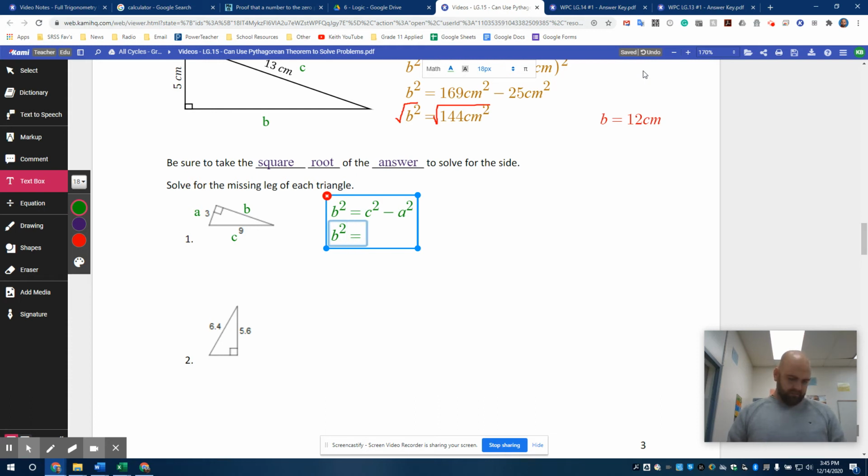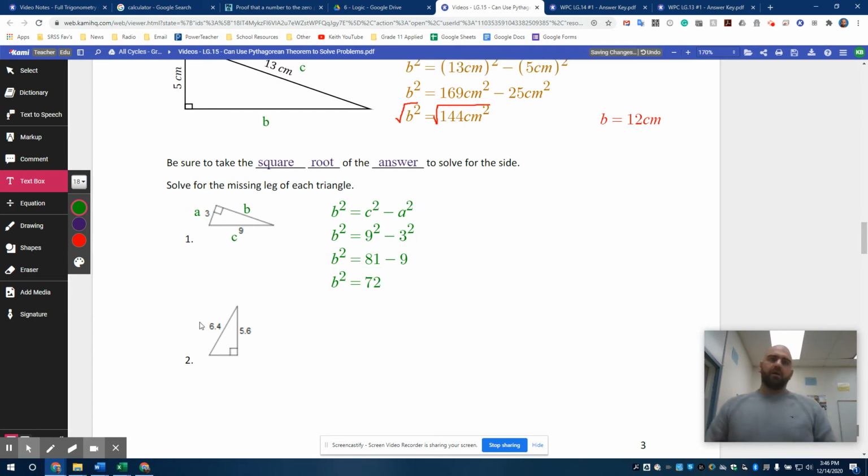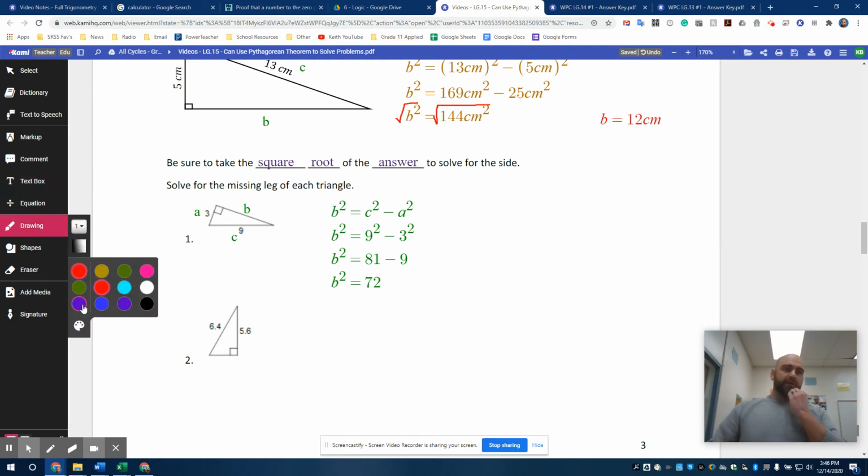So C is 9 squared minus A, which is 3 squared. And so we have B squared is equal to 81 minus 9. Therefore, B squared is equal to 72. Now we take the square root of B squared and we take the square root of 72.